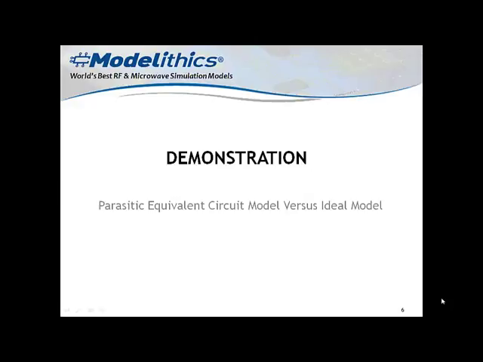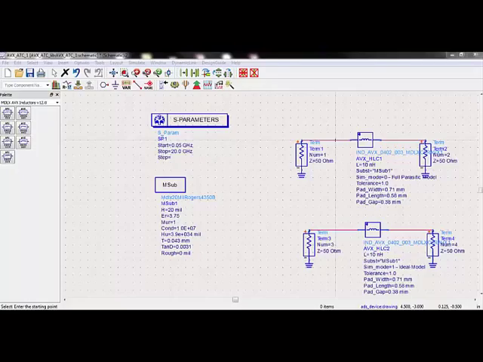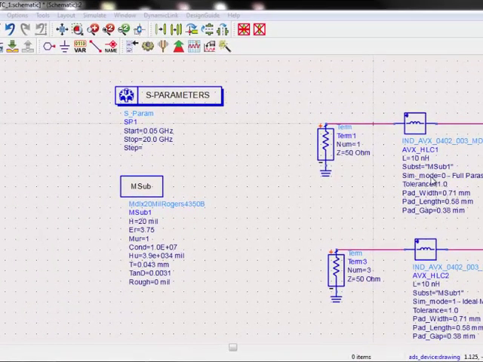The following is a brief look at using ATC and AVX models within a simulator. These examples are shown in ADS. However, model features work similarly across the supported software platforms. In this demo, a surface mount chip inductor from the AVX HLC02 series and available in the Modelithics CLR library is used. In the first circuit, the sim mode is set to 0, which is the default setting.